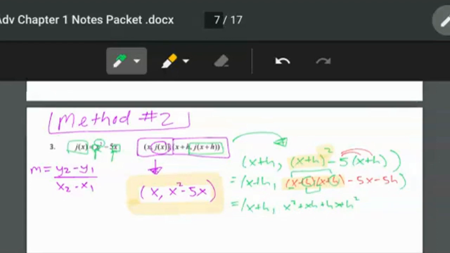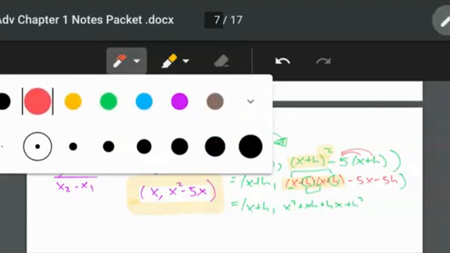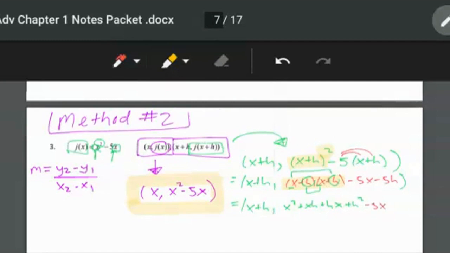Got a little messy right there. I'm going to rewrite it. That was plus h squared. And then don't forget about the other terms. Rewrite them, that minus 5x minus 5h.